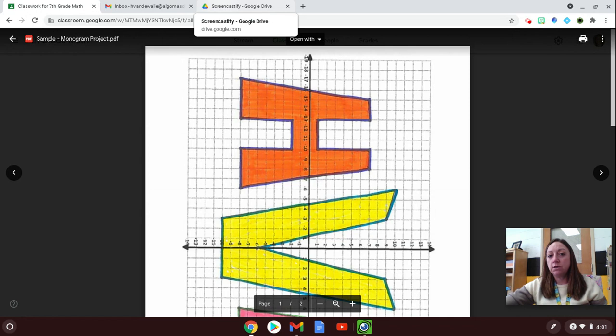It is going under projects and test grade, so remember that is 40% of your grade. So you can always help your grade out by doing well on mini projects like this.